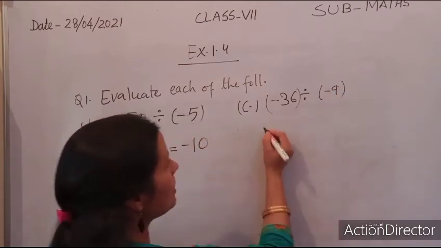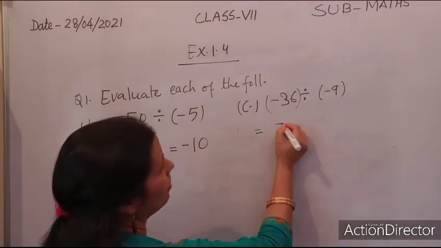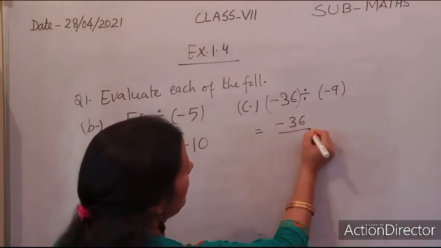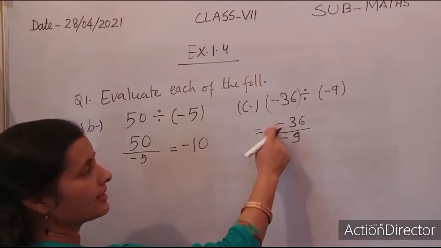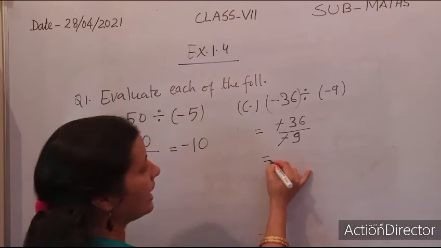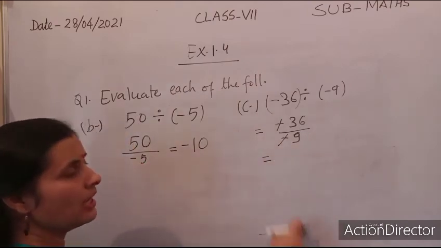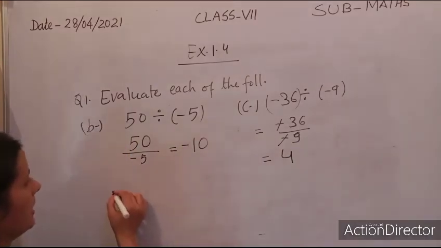Now how to solve this question? Again I am choosing the numerator denominator method. So minus 36 upon minus 9. Here is a minus sign, here is also a minus sign, so we will cancel this minus sign. Okay, so how many times does 36 come in 9's table? 9 4s are 36.